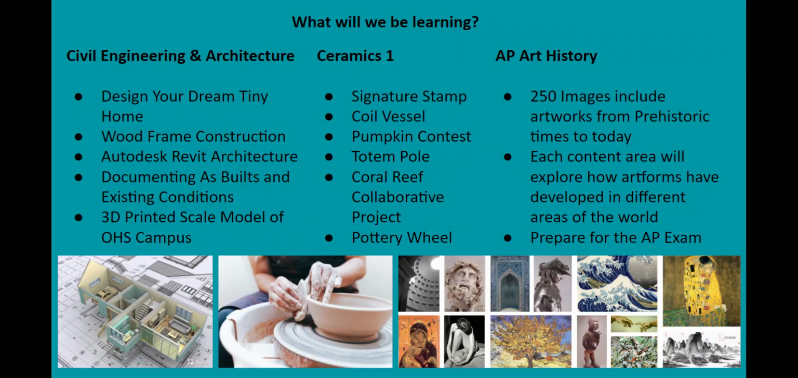Some of the things that we'll learn in the civil engineering and architecture class, some of the projects we'll do, we are designing our dream tiny homes right now. We're also working on a wood frame construction model. We will be learning Autodesk Revit architecture. That's the industry leading software for architecture and all the civil engineering disciplines. We will learn how to document as-built and existing conditions, and we will use that to 3D print a scale model of Oceanside High School.